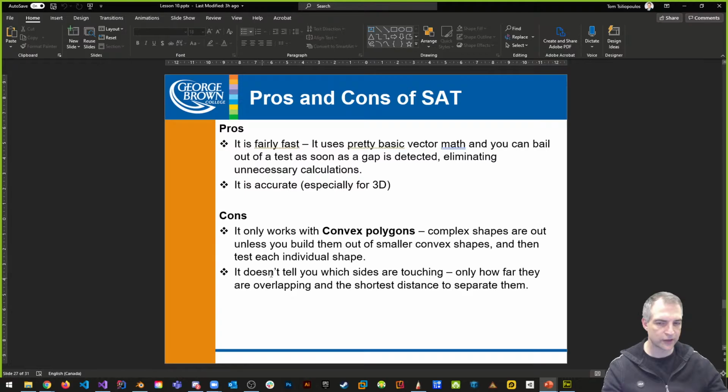One other thing: it does not tell you which sides are touching, only how far they are overlapping and the shortest distance to separate them. That's all it does. So there are some disadvantages to using SAT.